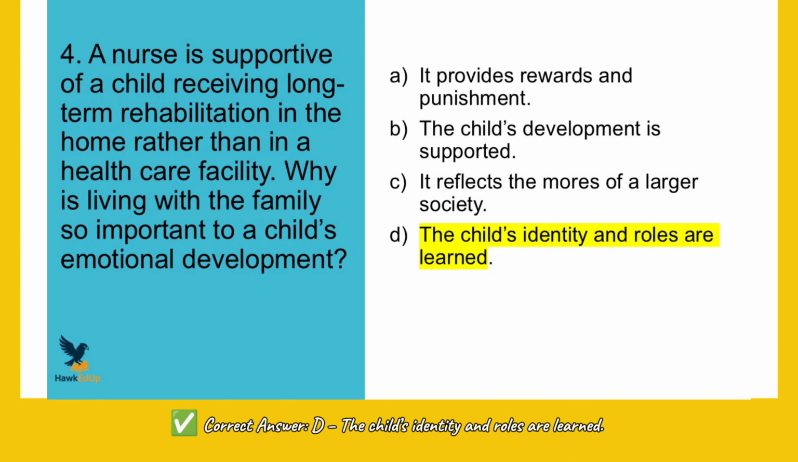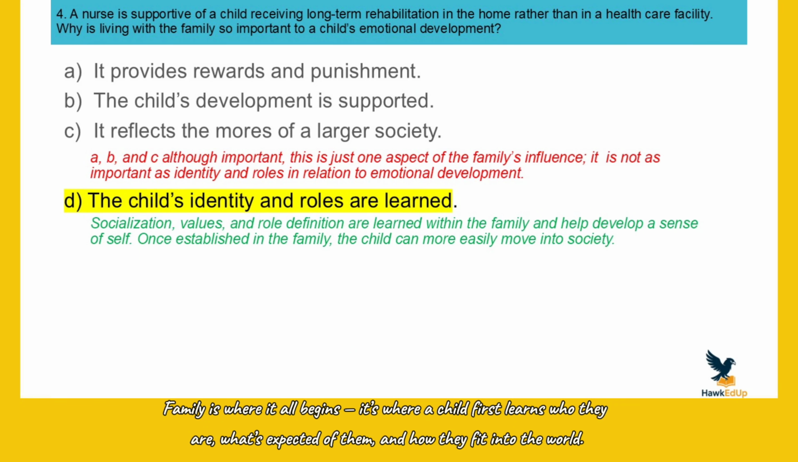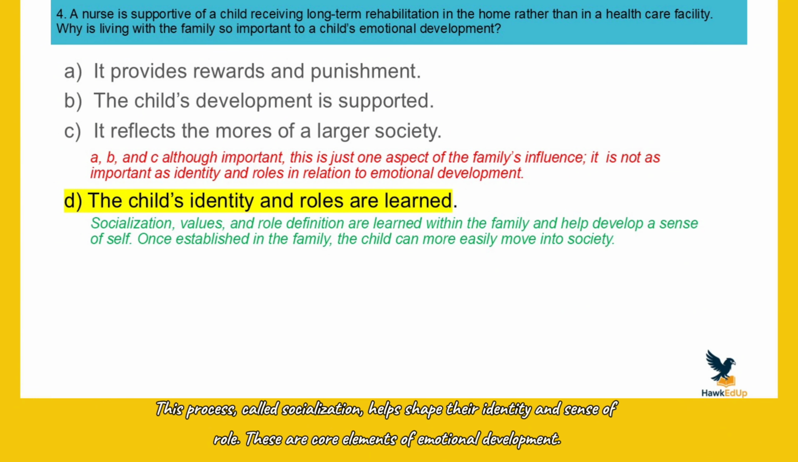Correct answer. D. The child's identity and roles are learned. Rationale. Family is where it all begins. It's where a child first learns who they are, what's expected of them, and how they fit into the world. This process, called socialization, helps shape their identity and sense of role. These are core elements of emotional development.